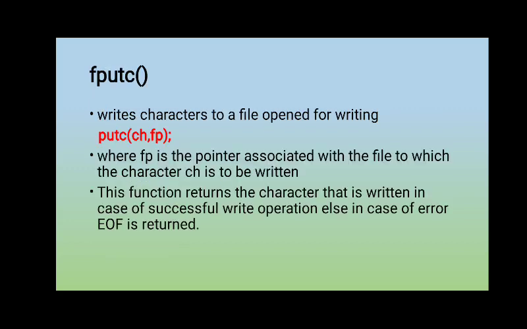So the first one is fputc. fgetc was to get a single character at a time from the file. Similarly, fputc is to write a single character to a file. So the syntax of this is fputc, or you can just use putc, both are enough. You can give the character which you are going to write, and then the file pointer which specifies to which file you're going to write the character. So by using fputc, you have to specify the character first which you're going to write, and then the file pointer. So let's take an example.